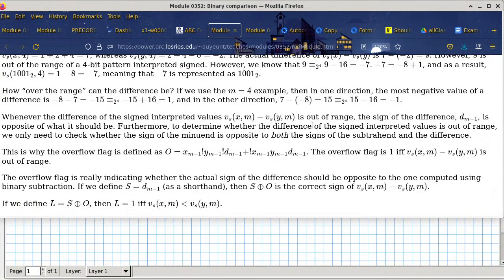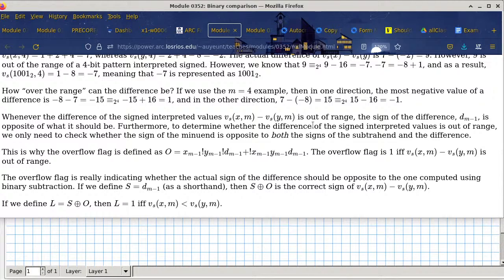All right, so I'm going to read this in a bottom up fashion. If we define L to be S exclusive or with O, then L equals 1 if and only if VSXM is less than VSYM. First of all, VSXM and VSYM, we know what that means, right? The signed interpretation of the bit pattern X up to M bits. And VSYM is the same thing, the signed interpretation of Y as a bit pattern up to M bits.